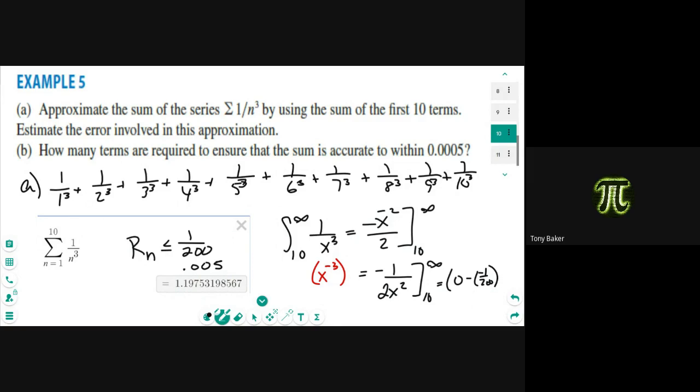So the next question is, what happens if I want it to be accurate to within 3 decimal places? So I want it to be accurate within 0.0005. How many terms would I need to add? There's no point in guessing. We can figure it out.